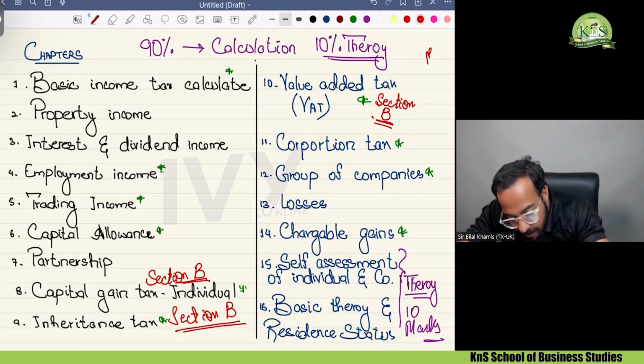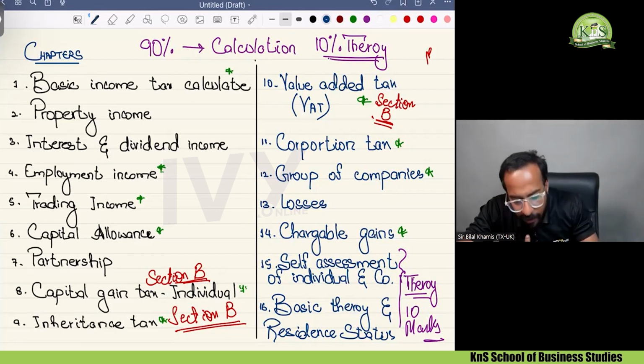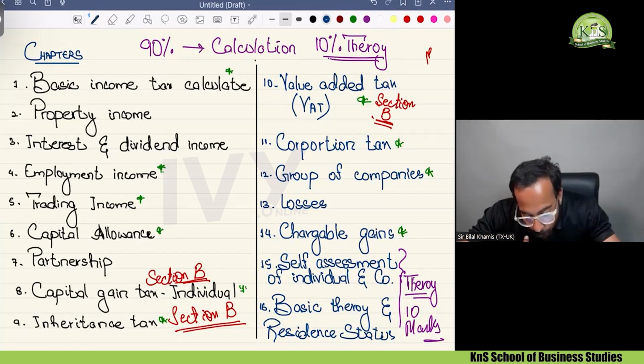Now for section C, I'm just tick marking it. Okay, write it. Corporation tax is for section C. Group of companies is for section C. Chargeable gains is for section C. Employment income is for section C.